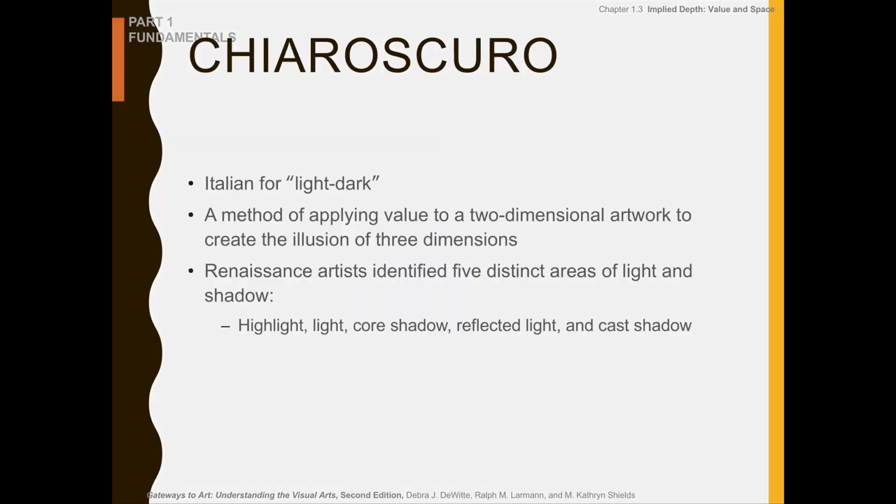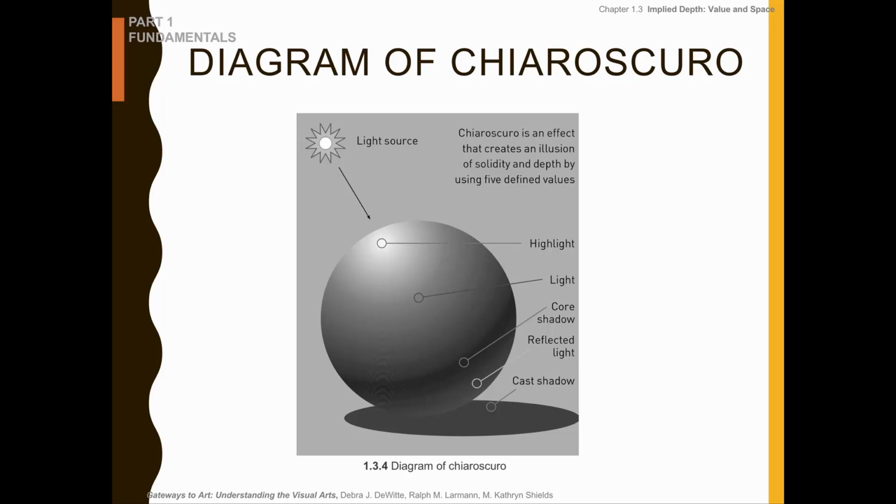Chiaroscuro is a Renaissance term. I like that they titled it Light and Dark, but it feels like it's so much more than that, because they were just so distinct about it. As you can see, there's 5 distinct areas that they wanted to identify, which is highlight, light, core shadow, reflected light, and cast shadow.